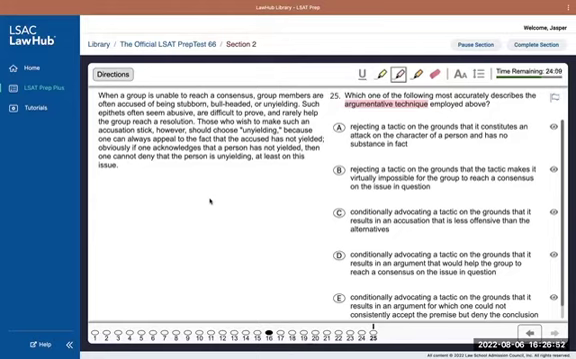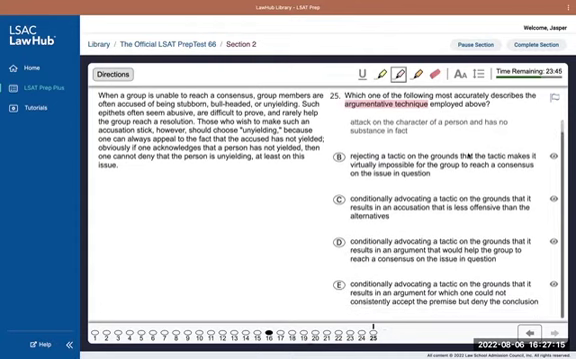Yeah, all right, let's see. So A: are they rejecting a tactic on the grounds that it constitutes an attack on the character of a person and has no substance in fact? No, they're not actually. They're saying that you could make this accusation stick because it does have substance in fact. You can appeal to the fact that they haven't yielded. So that's not the case. B: rejecting a tactic on the grounds that the tactic makes it virtually impossible for the group to reach a consensus on the issue in question.